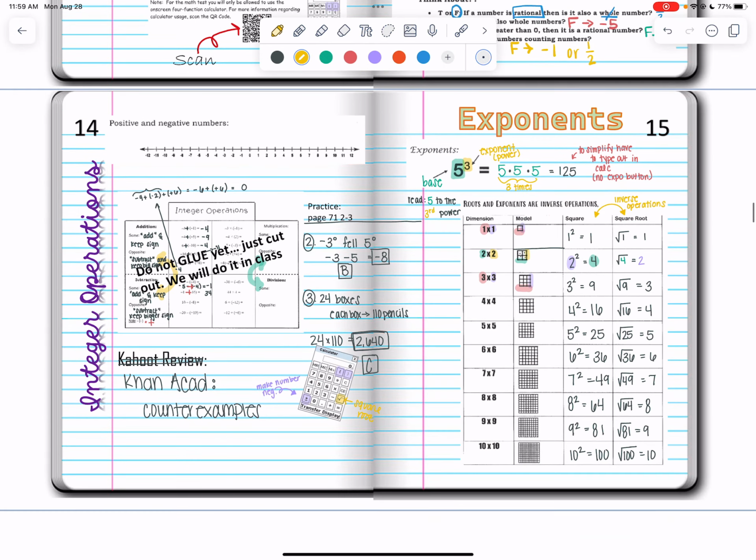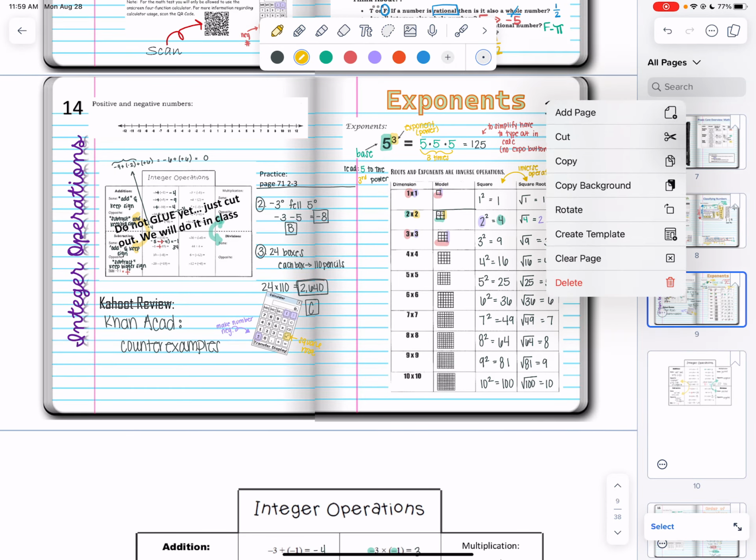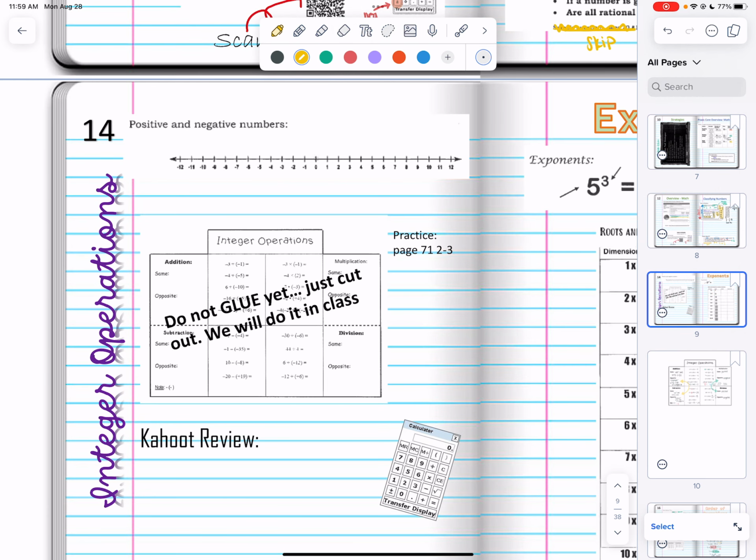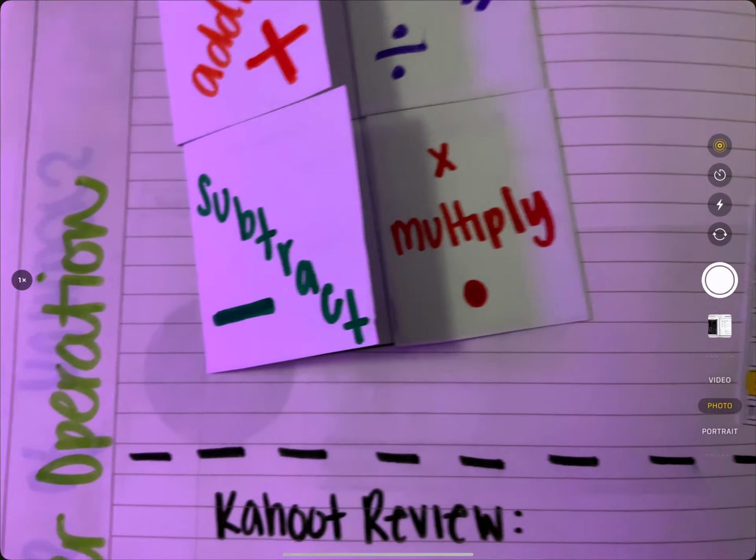All right, let me clear this out. So let's look at page 14. We are going to look at our positive and negative numbers. If you have this cut out, let me show you how to attach it into your actual notebook. In your actual notebook, you are going to attach it like so.